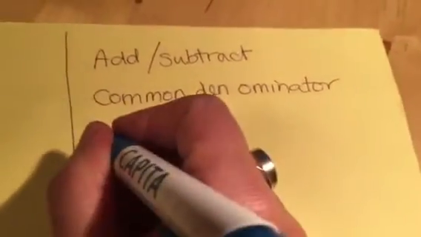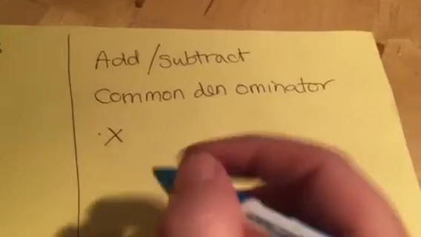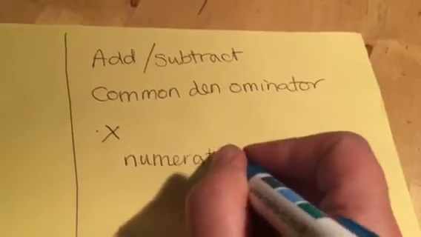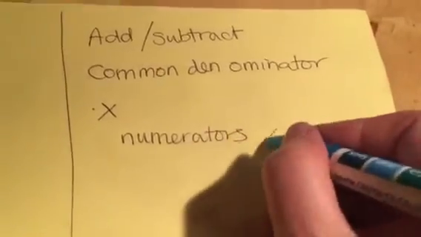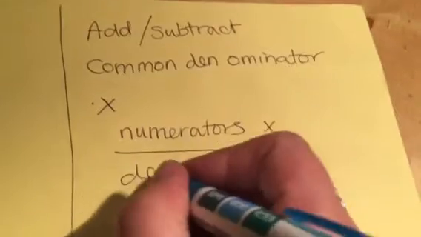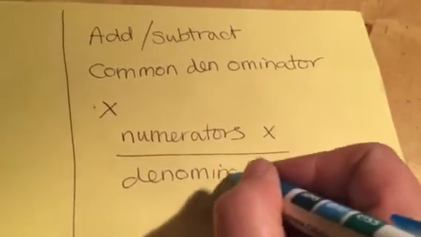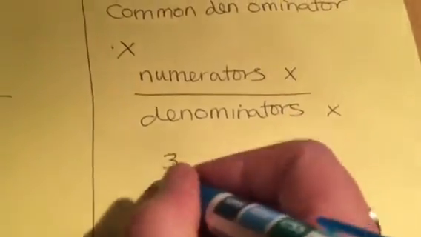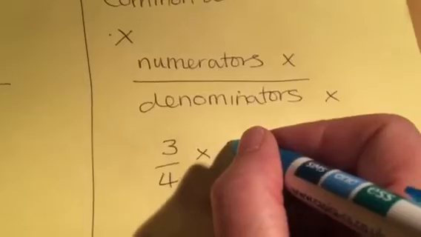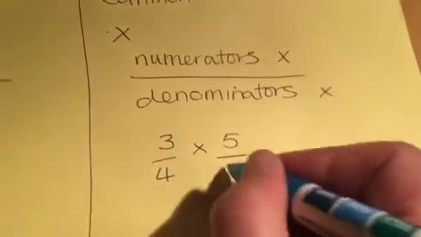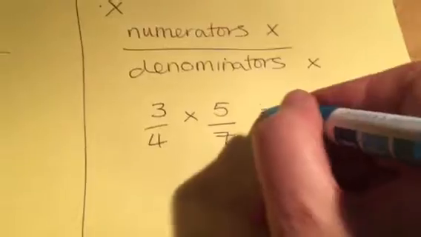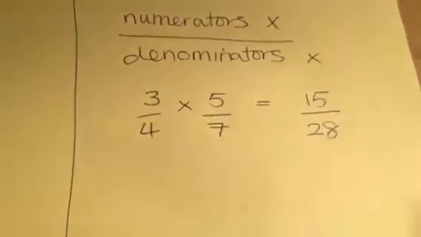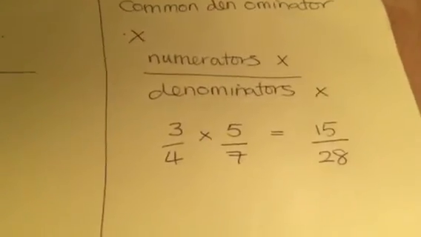When you are multiplying fractions, the key rule is that you multiply the numerators and you multiply the denominators. So if you had, for example, 3/4 times 5/7, your answer would be 3 times 5 is 15 and 4 times 7 is 28. So you need to be able to remember that rule.